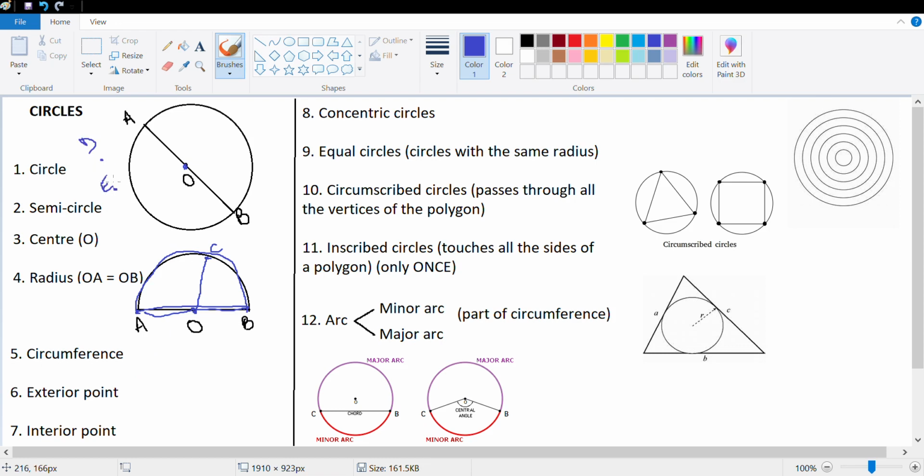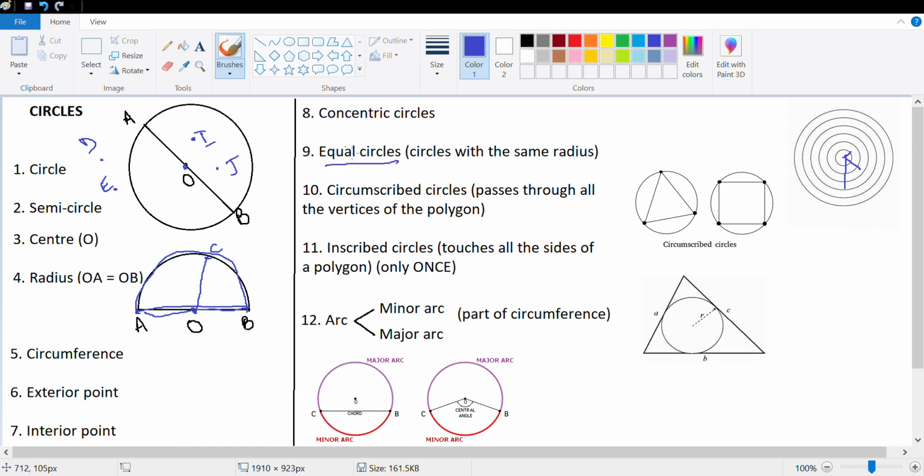Exterior point: any point which is outside the circle. So D and E are, in this example, exterior points. Interior point: any point which is inside the circle. In this case, I and J are interior points. Concentric circles are circles with the same center. In this case, these are different concentric circles.